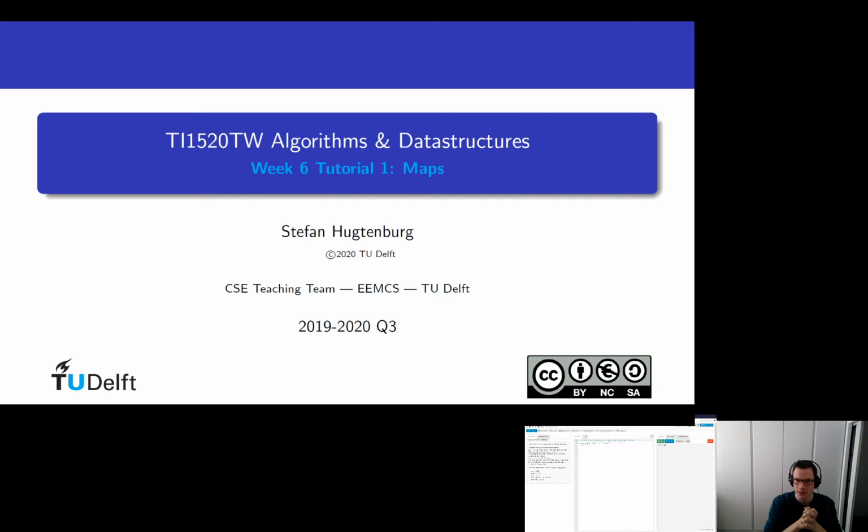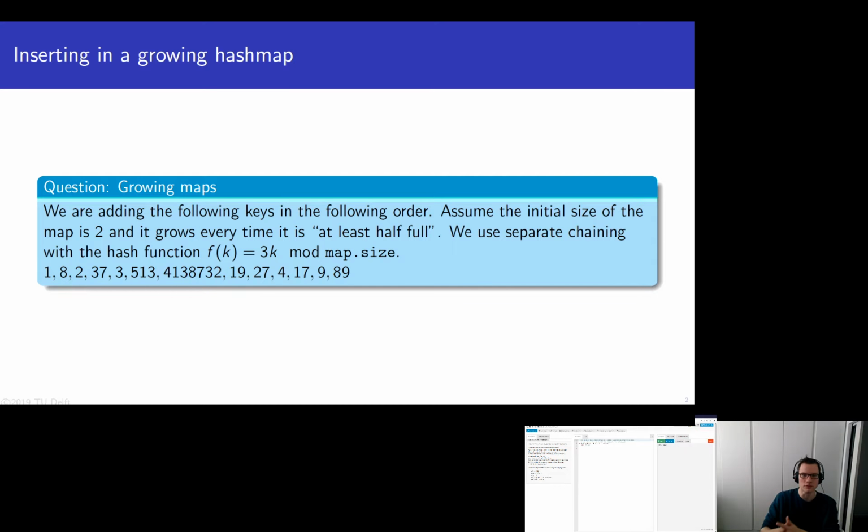All right. Then let's try to get started. We'll get started today with two paper-based exercises, just because I have the tablet set up now, and it's easier for me to start with those. For the first one, we have a hash map that starts at size 2, and it grows according to the rules we saw yesterday. So it grows every time it is at least half full. We use the separate chaining model for dealing with hash conflicts. We have a hash function that's 3 times k, modulo the map size, and I'd like you please to add all of these keys to that map.